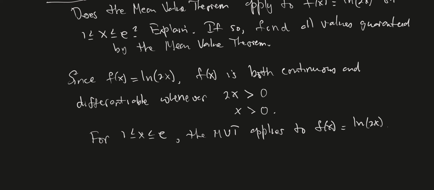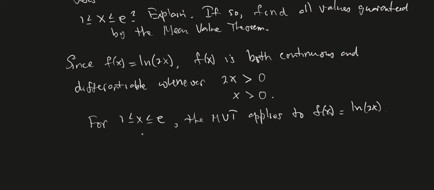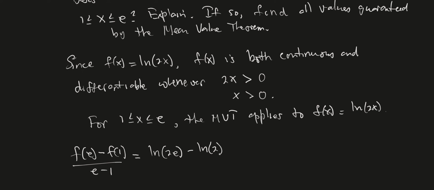Well, let's go ahead and compute. Let's start with the average rate of change. So let's compute f of e minus f of 1 over e minus 1, right? So we have to plug e into this function, so this will be the natural log of 2e minus the natural log of 2, and then this is all over e minus 1.